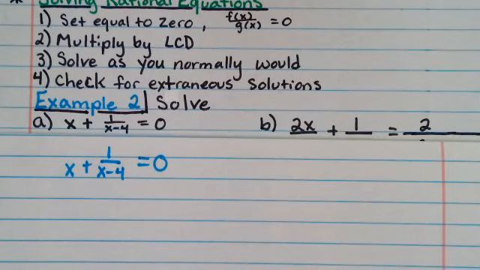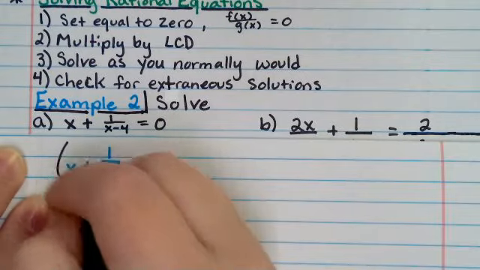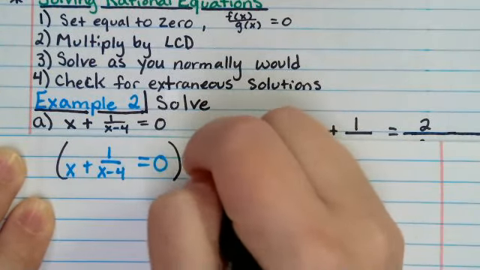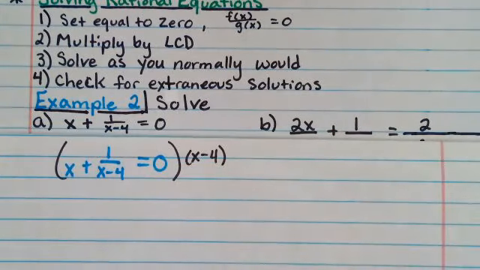Now, this one currently is already set equal to 0, so that first step has already been done. We're not going to need to worry about it, but we need to multiply by the least common denominator. On this one, it's pretty easy to figure out what your least common denominator is because there's only one denominator. So what we're going to do is multiply the whole equation through by that LCD, okay? So I'm going to multiply the whole thing by x minus 4, okay?